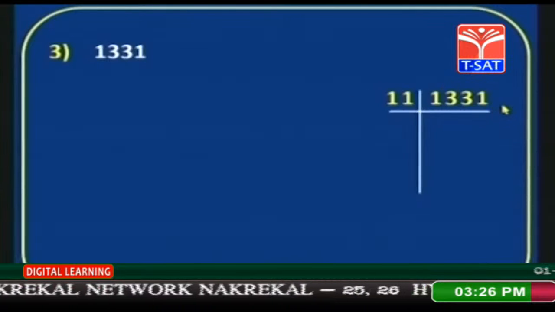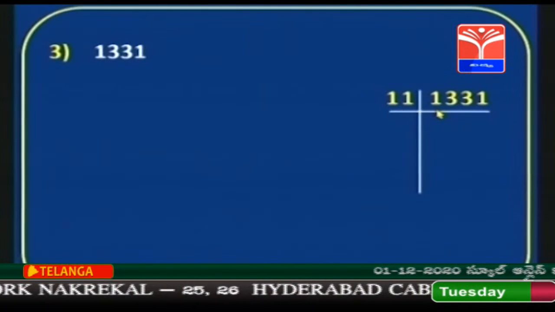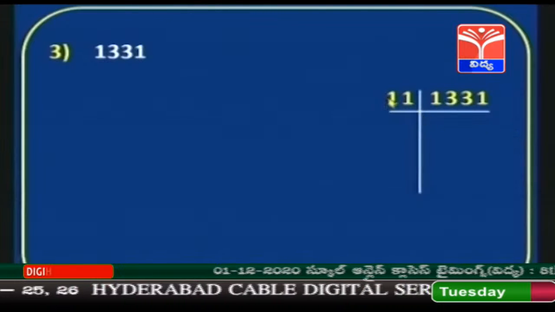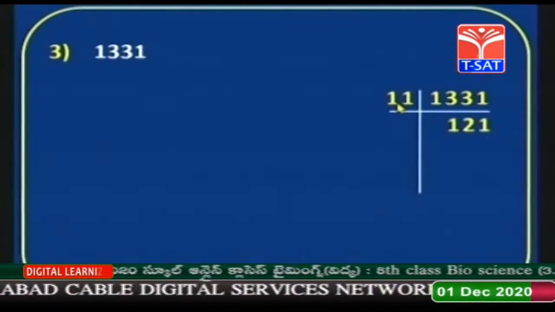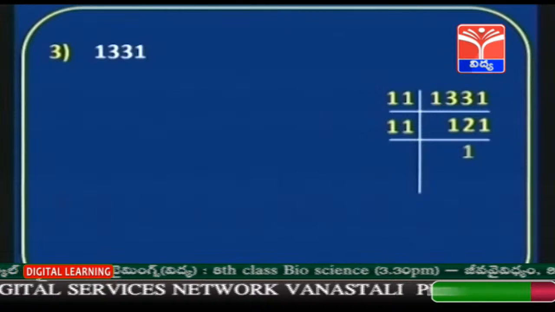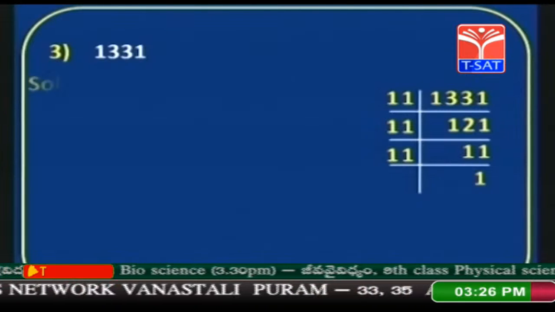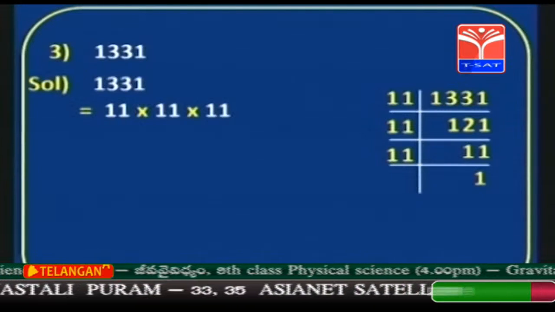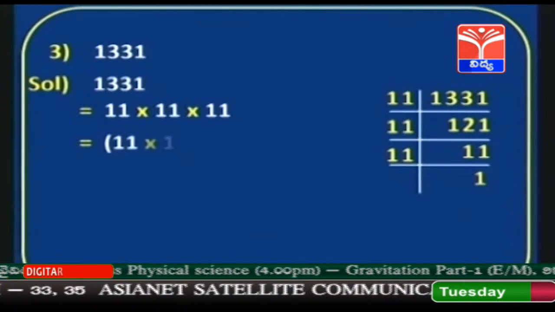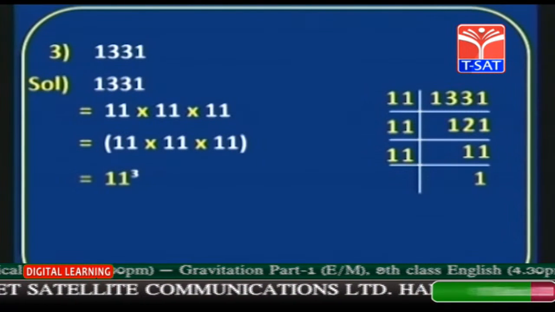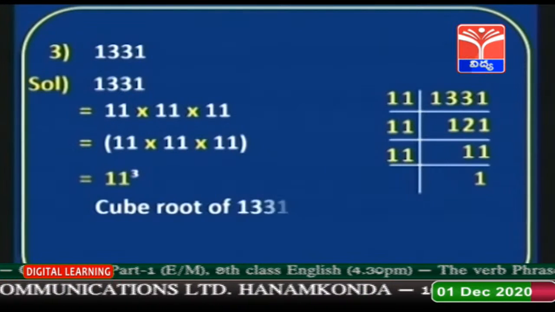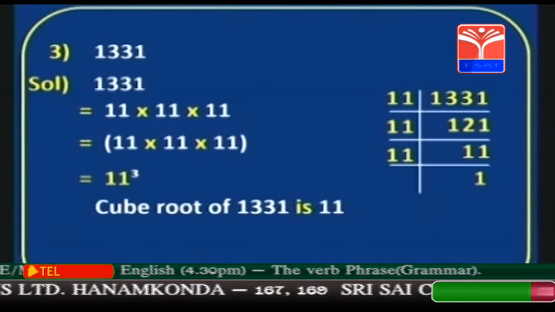Let us find the cube root of 1331. See children, 1331 is not divisible by 2, 3, 5, 7. So it is divisible by 11. 11 121s, 11 11s, 11 1s. So you can write 1331 as 11 into 11 into 11. We can write it as 11 cube. So cube root of 1331 is 11.